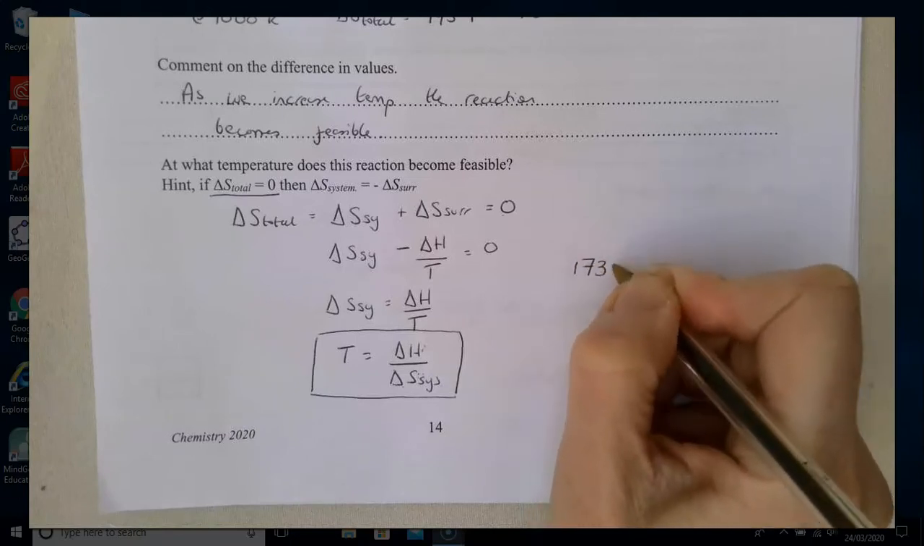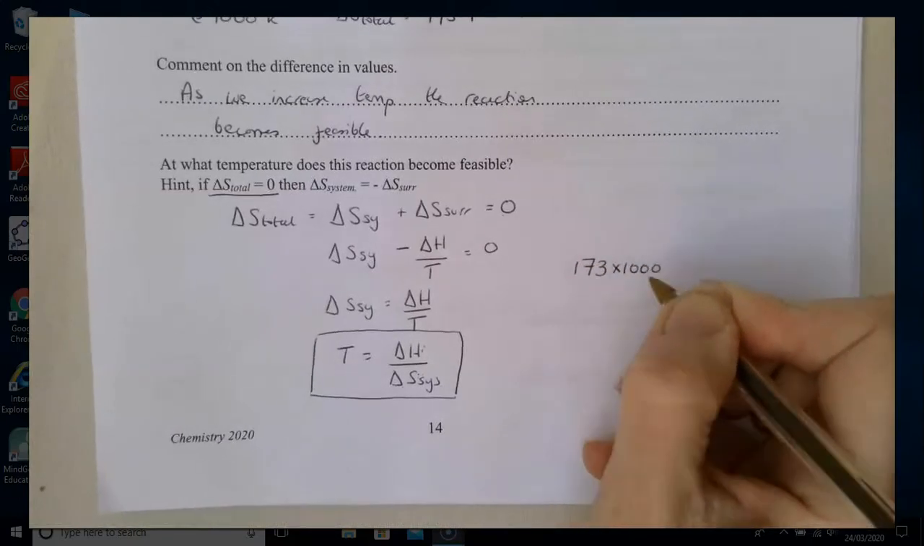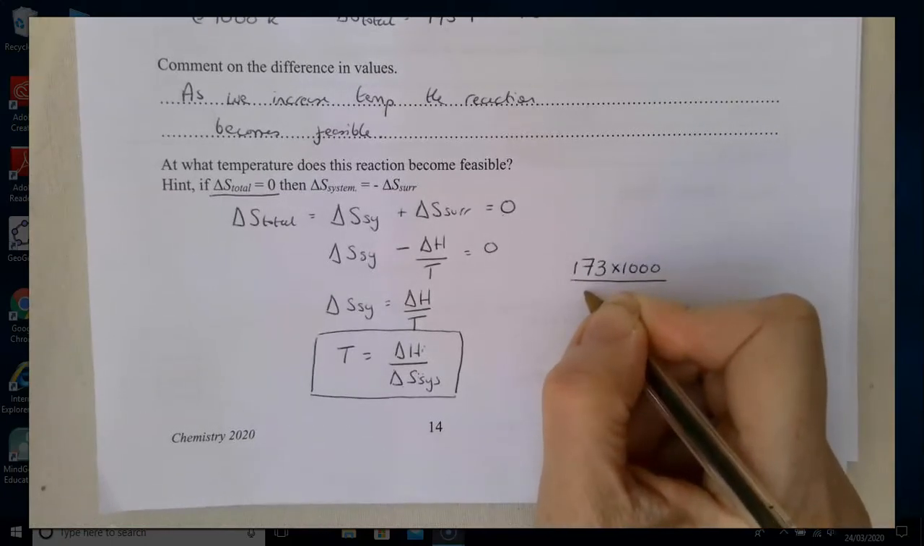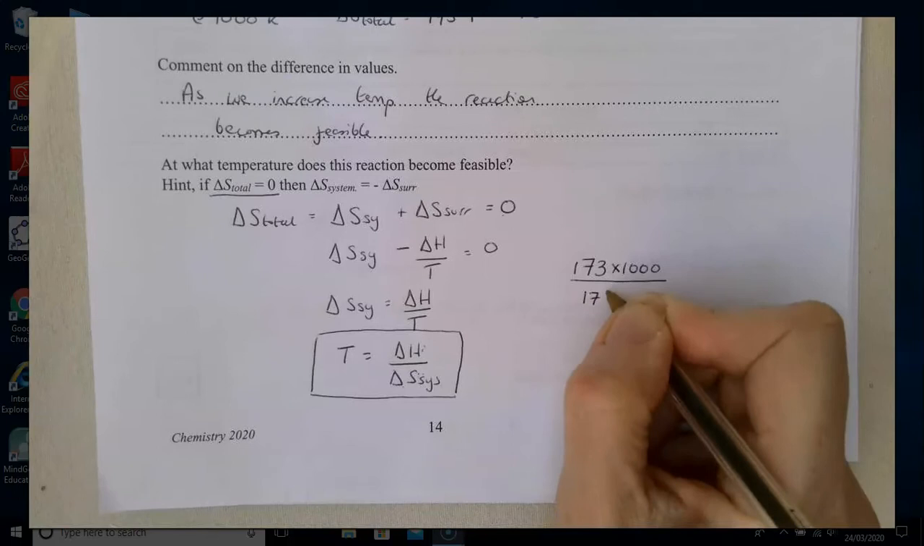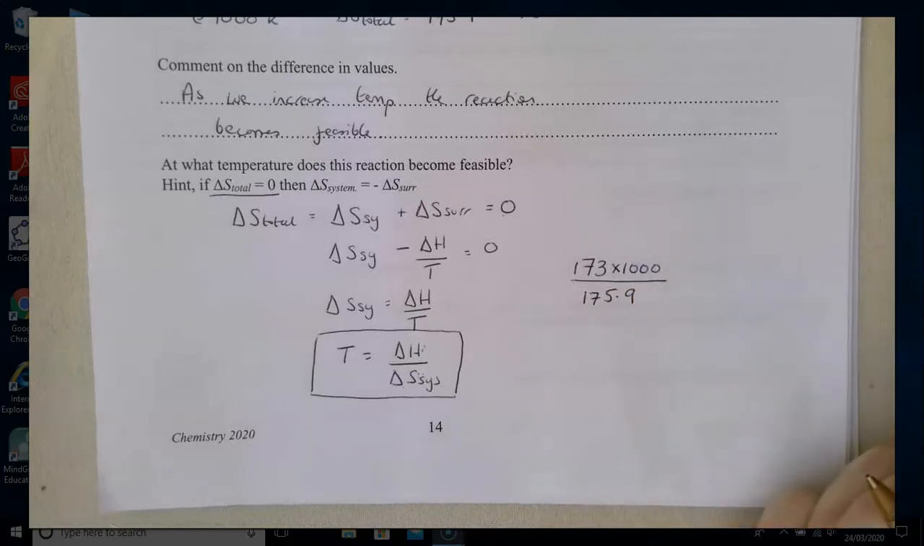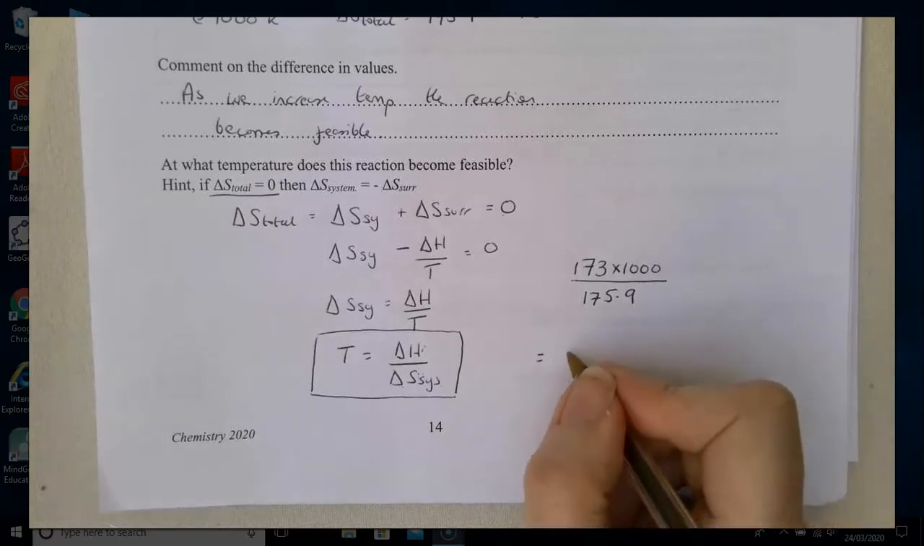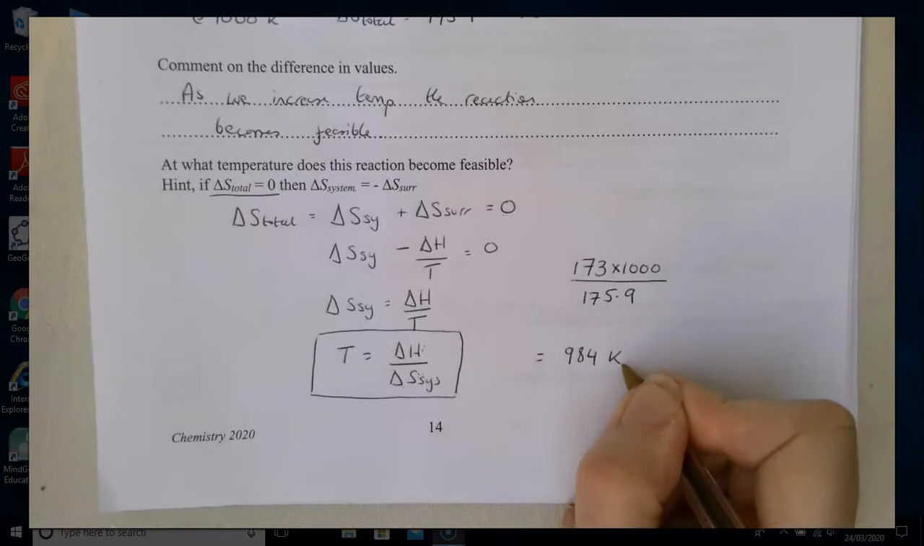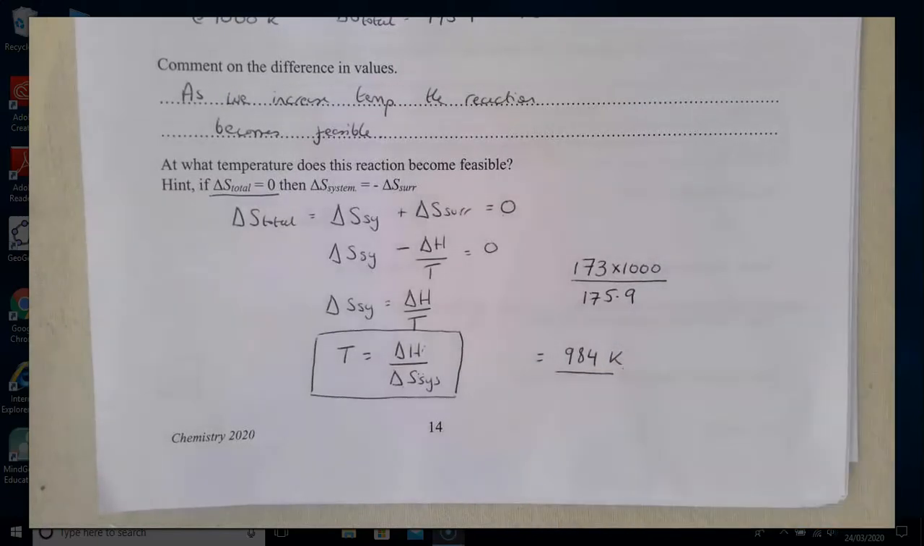Okay? So my delta H, I'm going to turn that one into joules. So I've got 173 times 1,000, and that's going to be divided by my system, which is 175.9. Okay, and when I put that into my calculator, I get 984 Kelvin. So basically I can say that is the temperature at which the reaction becomes feasible.